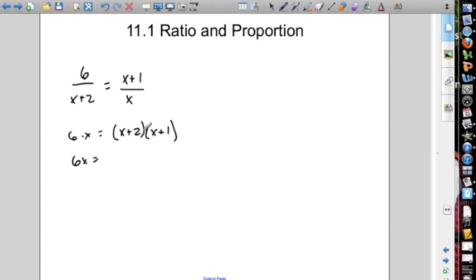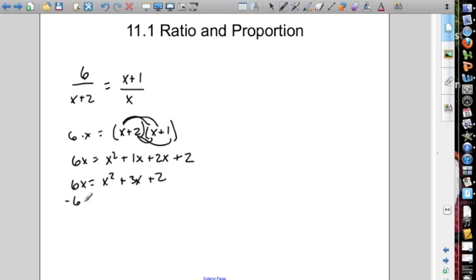This is just a binomial times binomial, so I'm going to FOIL x times x. That's going to be x squared. X times 1 is 1x. That's the outside. The inside is 2x. And finally, the last is just 2. Condense it down. 6x equals x squared plus 3x plus 2.